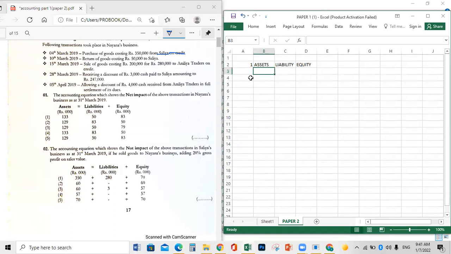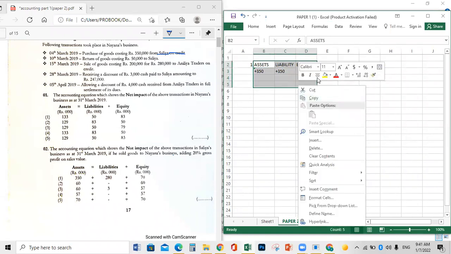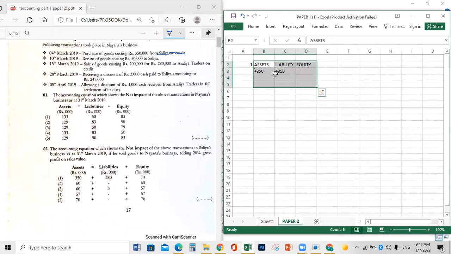Okay, so when you purchase goods, your inventory increases. So go to your assets and put plus the 350 because your inventory is increasing. You're purchasing from Salia. Salia is a creditor. How do I know that? Because when you purchase goods on credit, you create trade payable. So trade payable is a liability. Because of that, your liability also increases. Go to the next one.